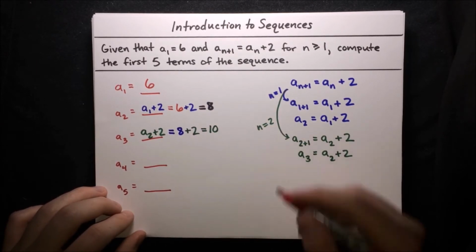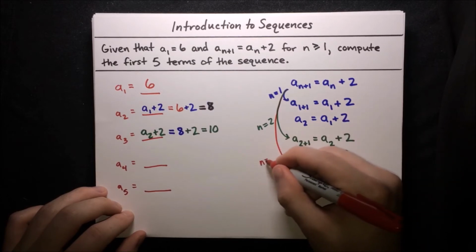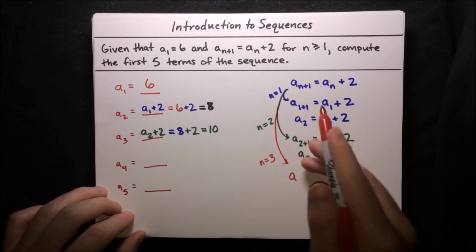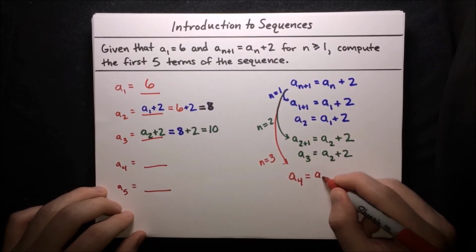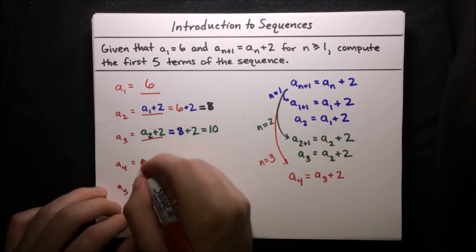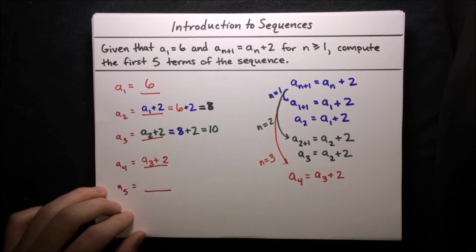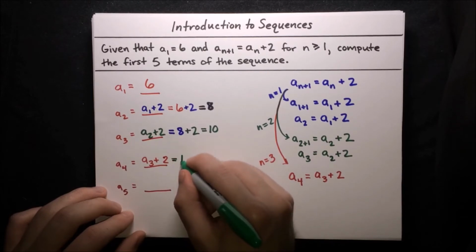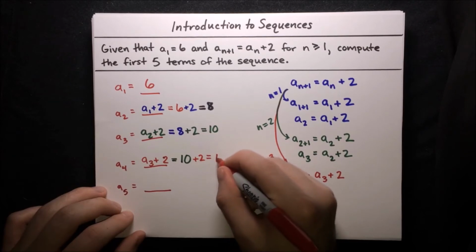We can keep on continuing this trend. So next, we plug in n equals 3, we get A(3+1), so A4 is equal to A(n), so A3 plus 2. And we plug that in for A4 right here. A4 is A3 plus 2. And A3, we already know that's equal to 10. So A4 is equal to 10 plus 2, which is equal to 12.